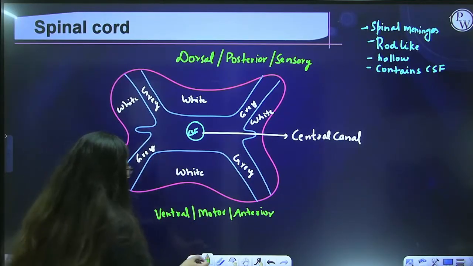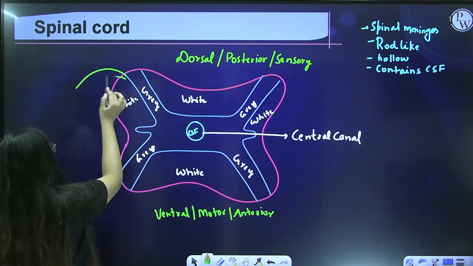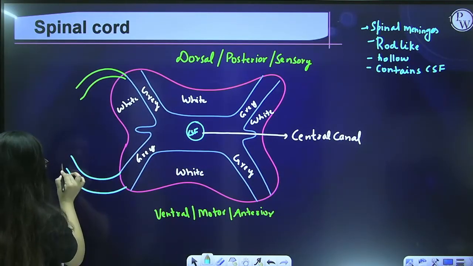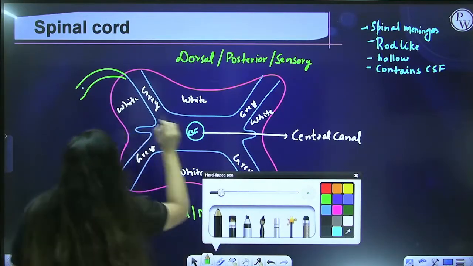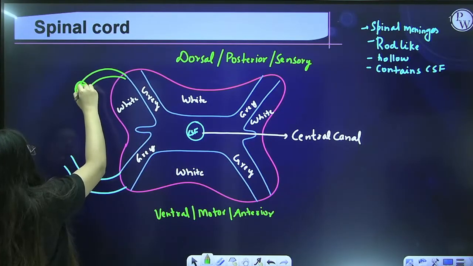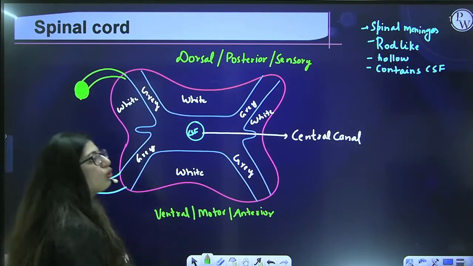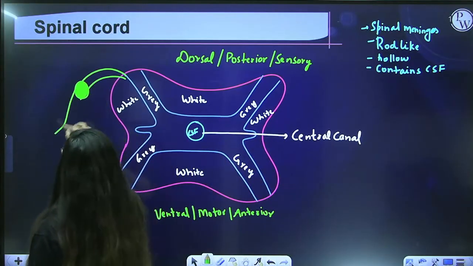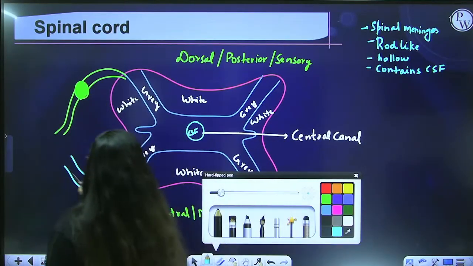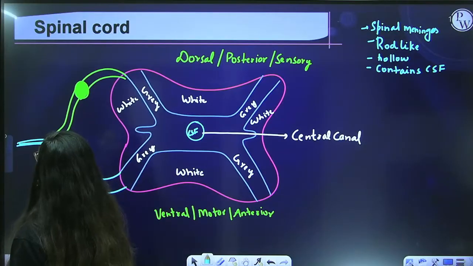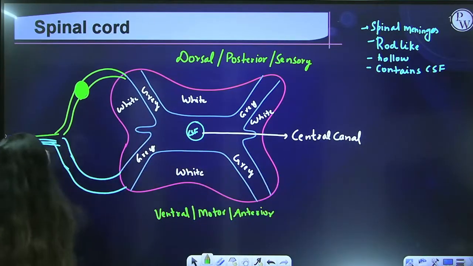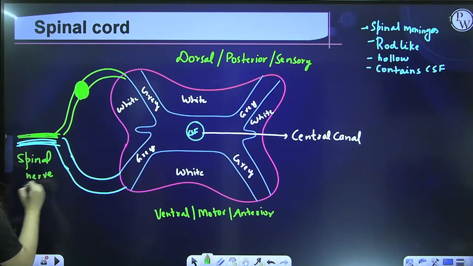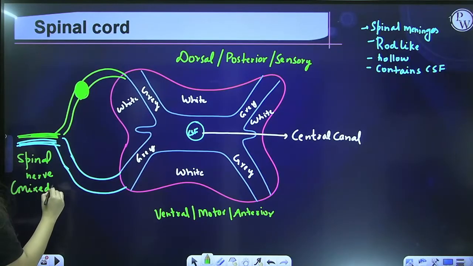Why is it sensory? Because from the dorsal side emerge the sensory neurons and from the ventral side emerge the motor neurons, right? And on the dorsal side is present a dorsal root ganglion. What is present? Ganglion, and that contains pseudo-unipolar neurons. Now, these both clusters of neurons will join and form a common nerve, and you call it a spinal nerve. So we say that spinal nerves are mixed in nature.